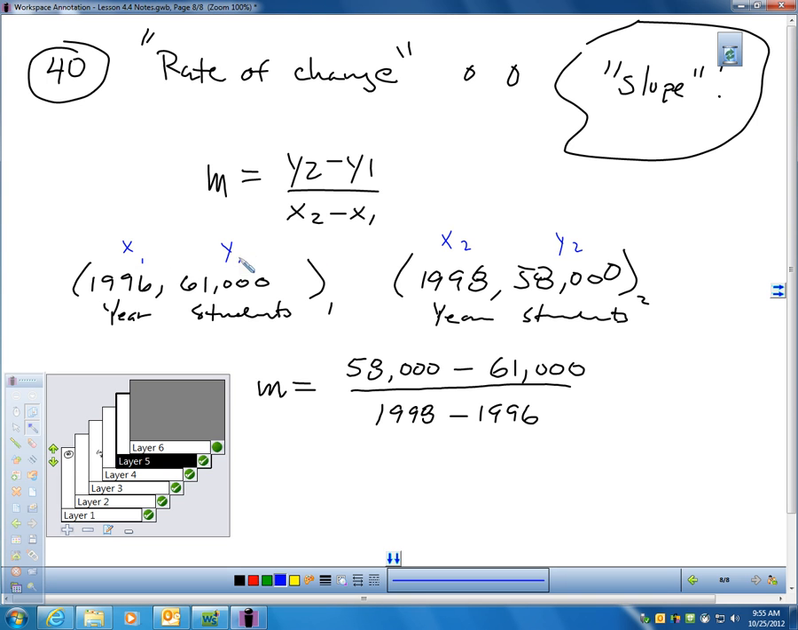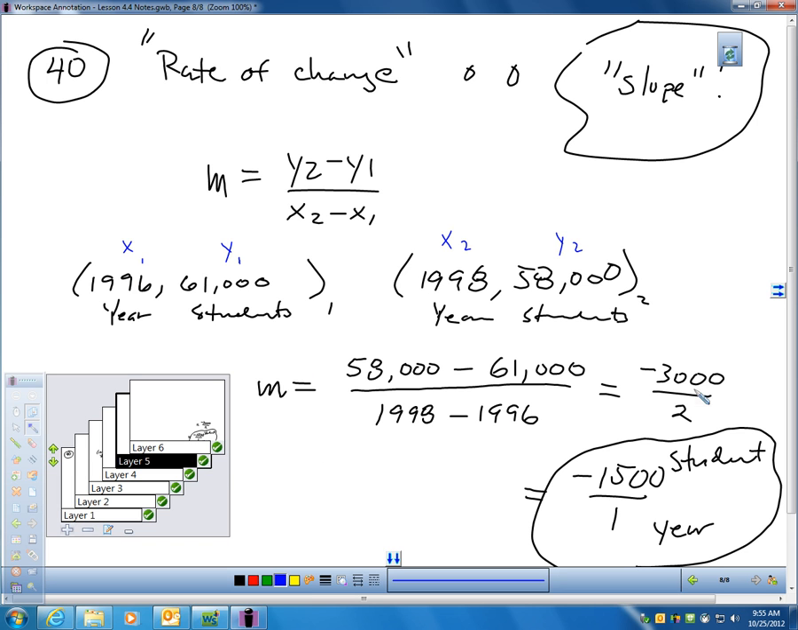All I got to do is plug that in my formula. Y sub 2 is 58,000, y sub 1 is 61,000, x sub 2 is 1998, x sub 1 is 1996, and I solve, and I get negative 3,000 over 2, which is negative 1,500 over 1. Now, the numbers on top, remember, represent students. The y values were the students. This is a loss of 1,500 students, and since X is the years, this rate of change for those years was a loss of 1,500 students a year.